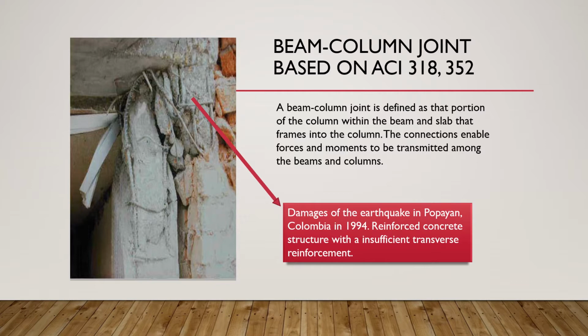The connections enable forces and moments to be transmitted among the beams and columns. In many buildings, joint design requirements will control the sizes and reinforcement of the adjacent frame members as beams and columns. This photo shows the damage in a building by an earthquake and the importance of transverse reinforcement for the column and for the joint.